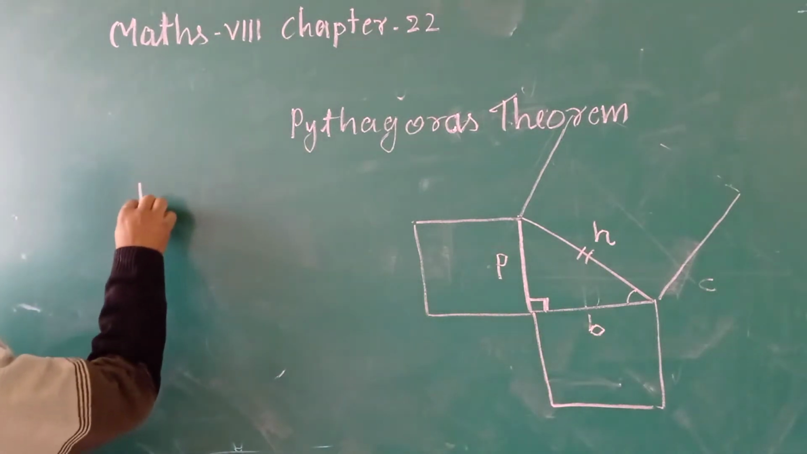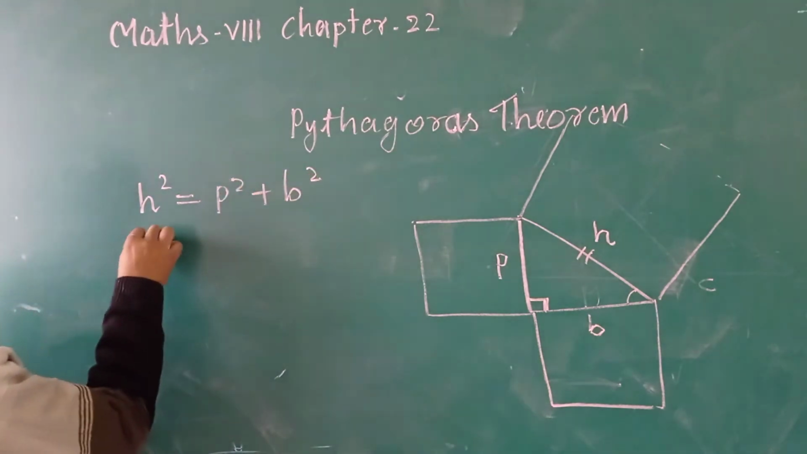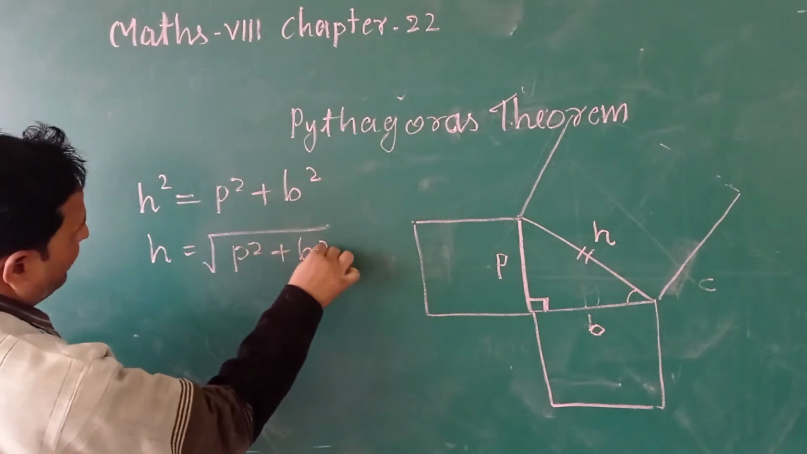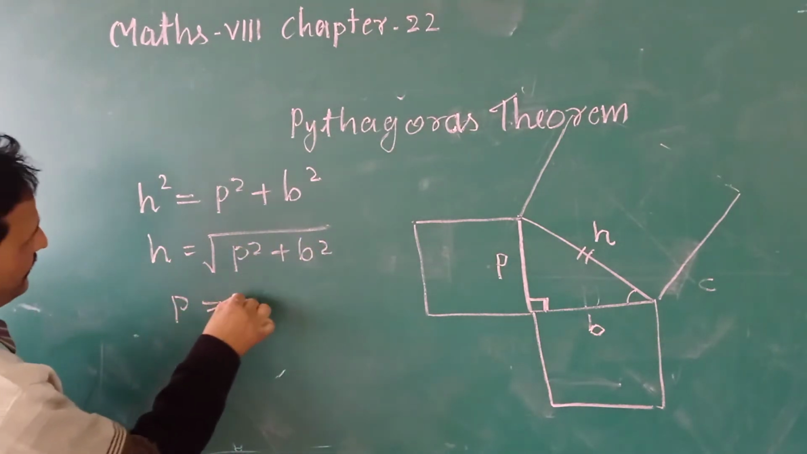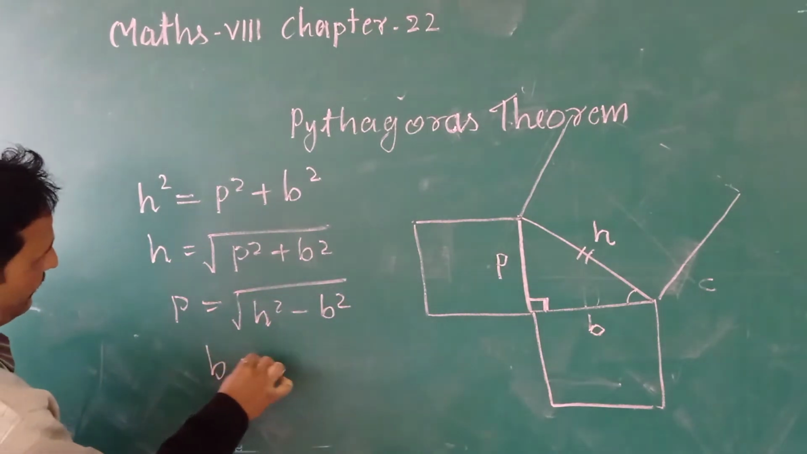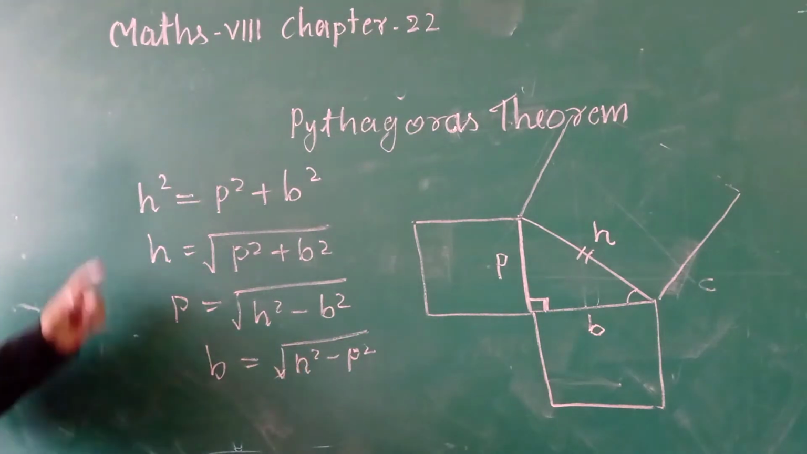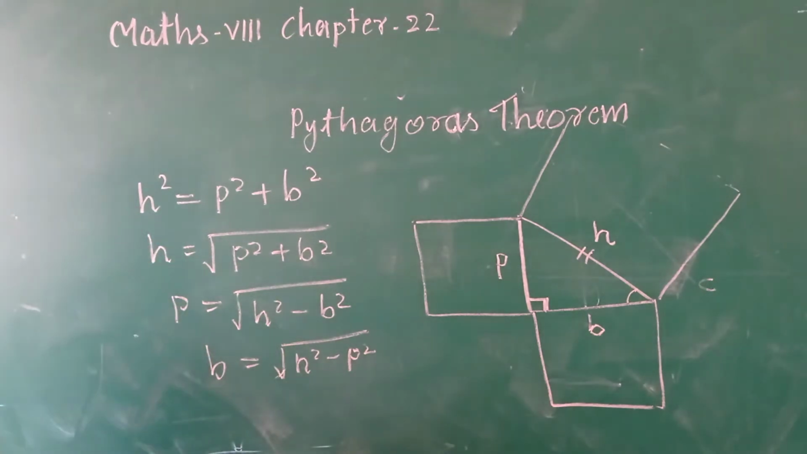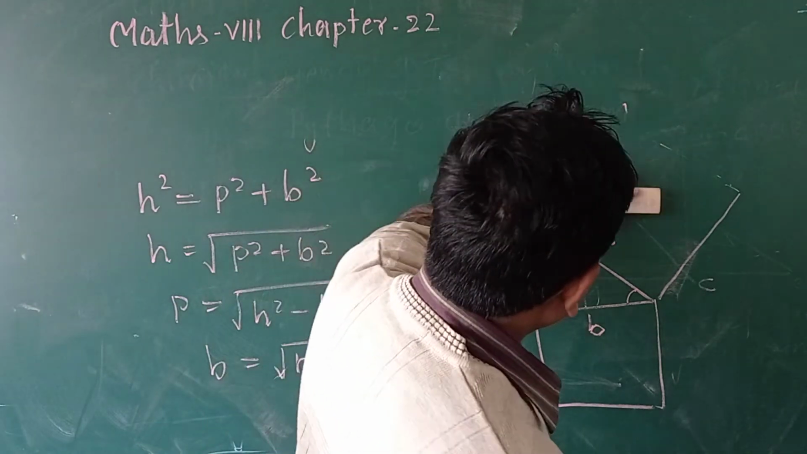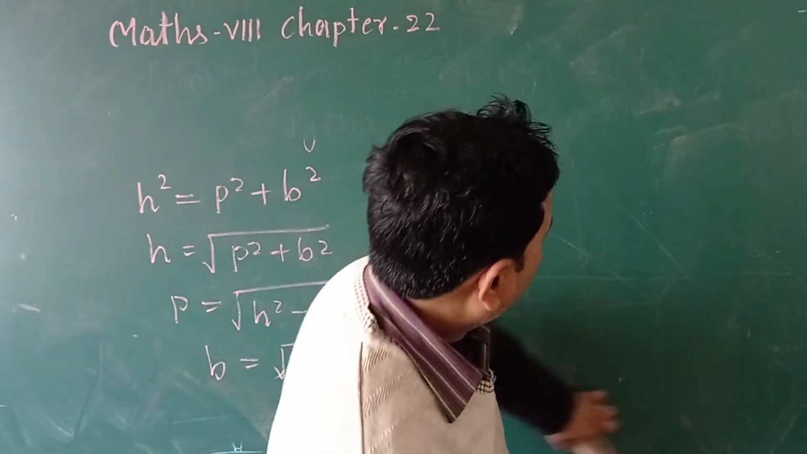Means h square is equal to p square plus b square, or h is equal to under root p square plus b square. If you want to calculate p, p is equal to under root h square minus b square, and b is equal to under root h square minus p square. This formula you have to use in Pythagoras theorem. Now see some exercise questions. You have to write this formula, and try to solve some questions.